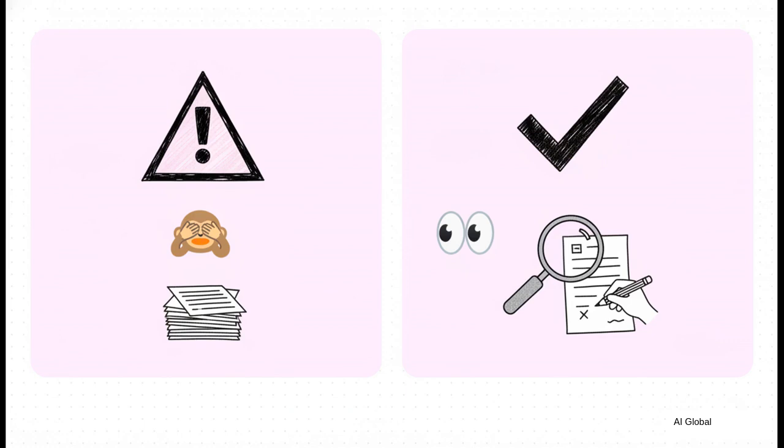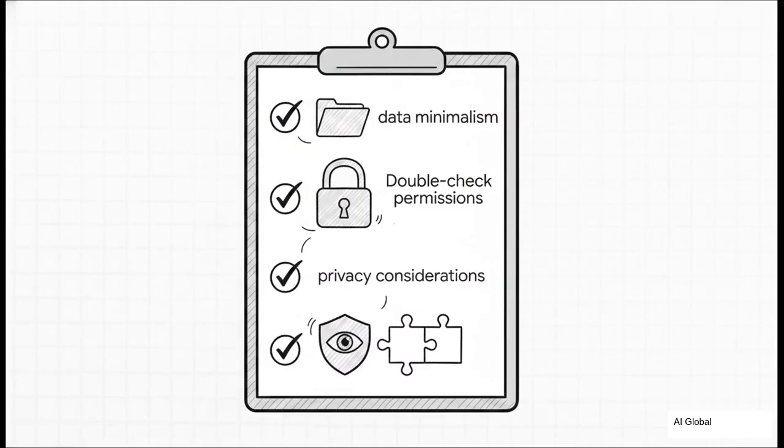Think of it this way. You are the pilot, the AI is just the co-pilot. So how do we fix these common issues? First, practice data minimalism. Only connect the accounts you actually need for your daily workflows. There's no reason to connect your personal photo storage if you're only using the AI for work emails, right?